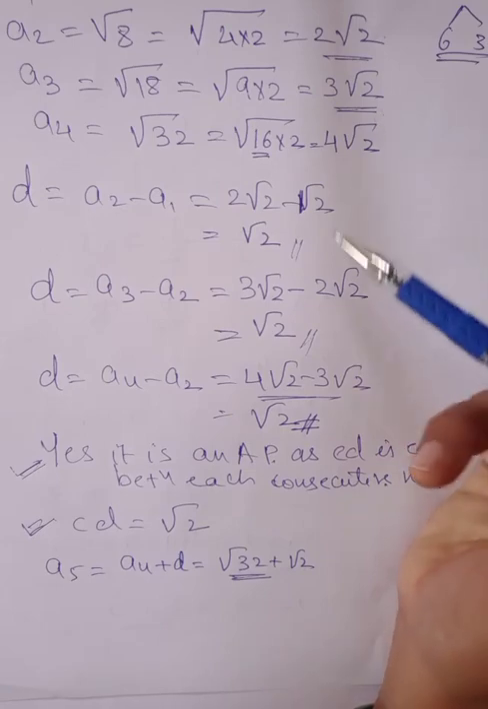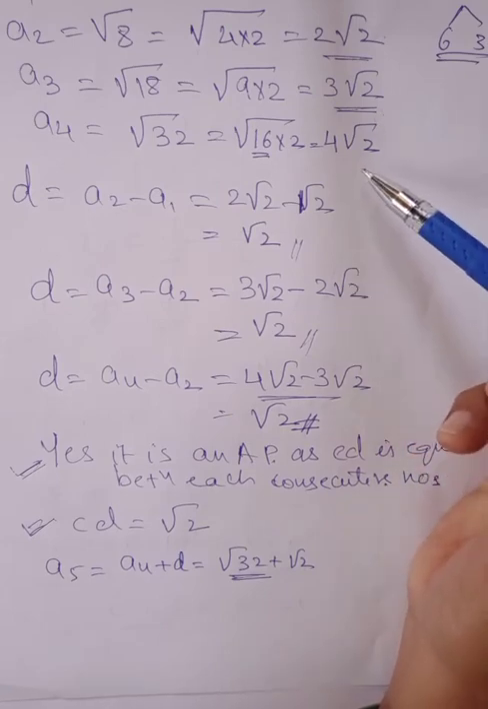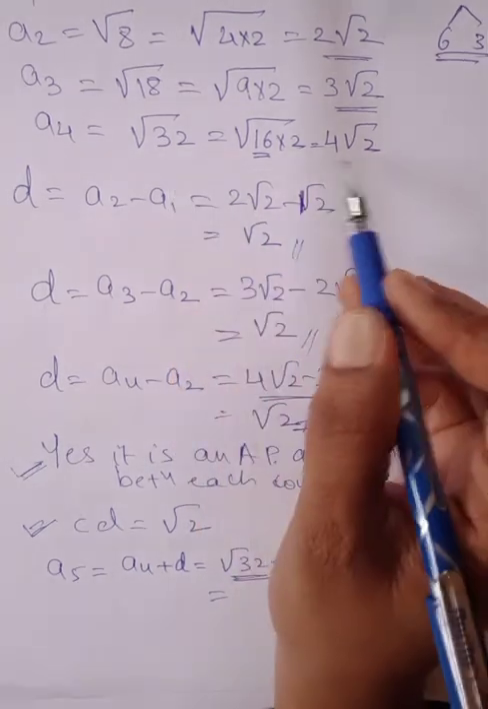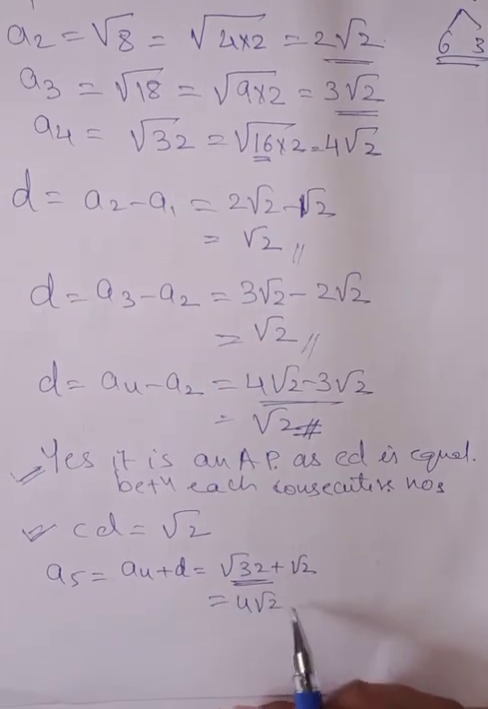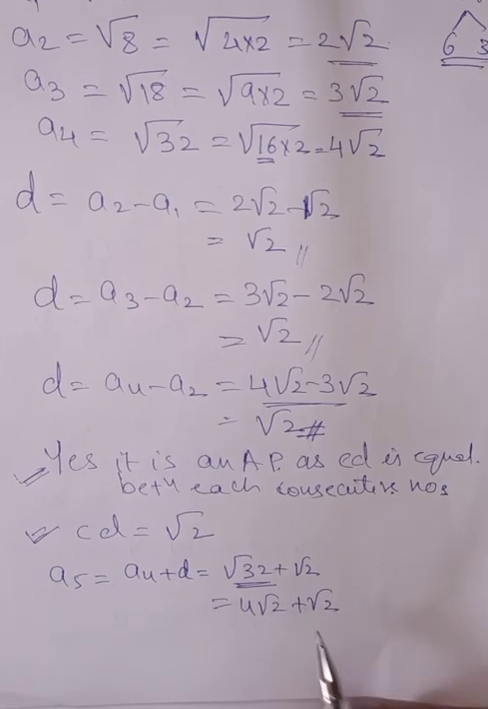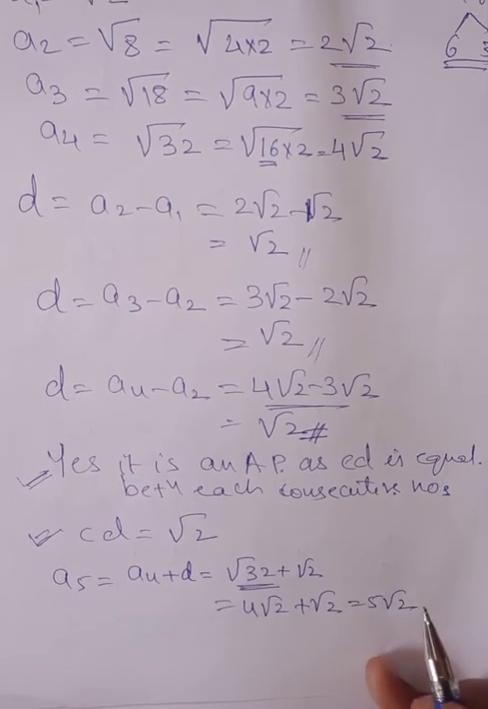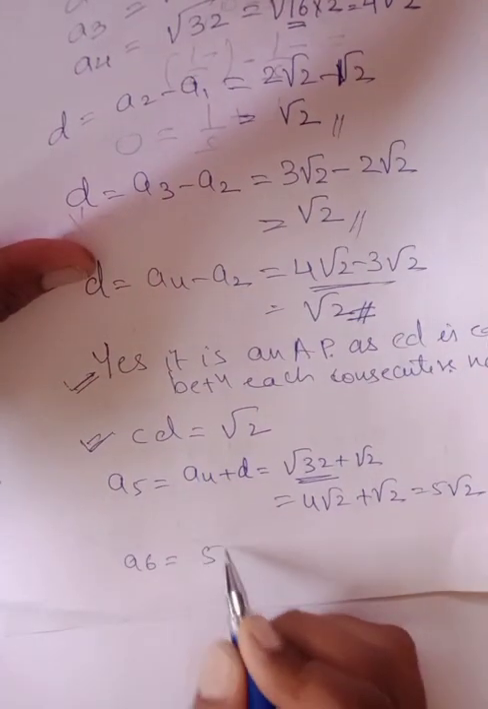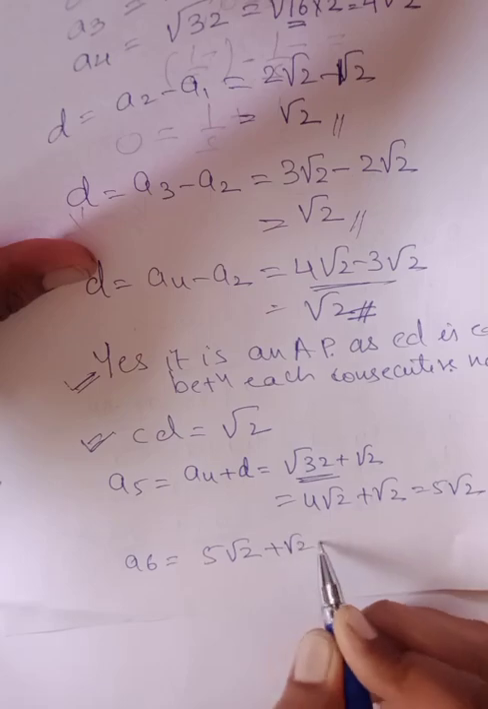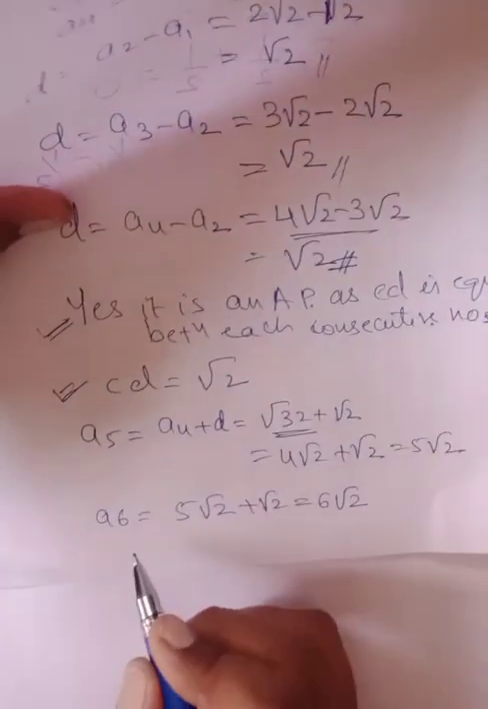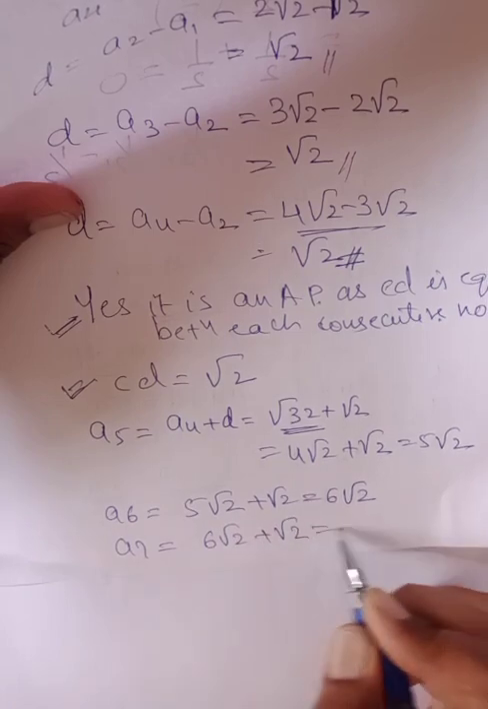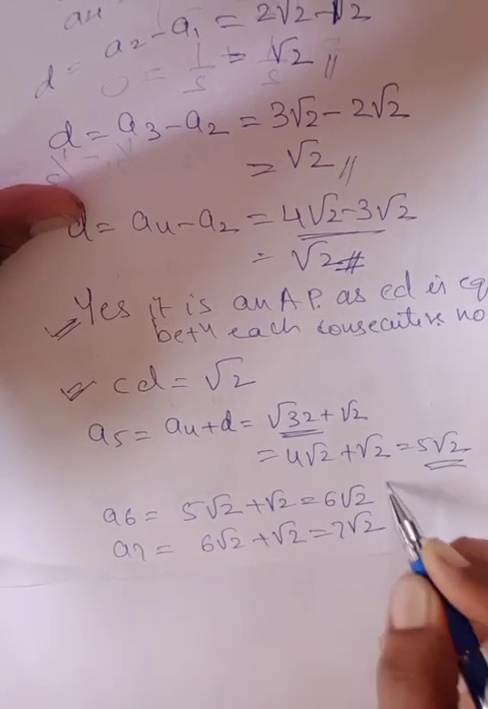So the way in which I have solved, if you do this one, finding common difference and writing next 3 terms also becomes easy. So what it can be done, just now I explained here. It is 4 root 2 plus root 2. Very simple, which is 5 root 2. You can continue in the same way. For A6th is equal to, this way, which is 6 root 2. Then A7th is equal to 6 root 2 plus root 2, which is 7 root 2. These are our next 3 terms.